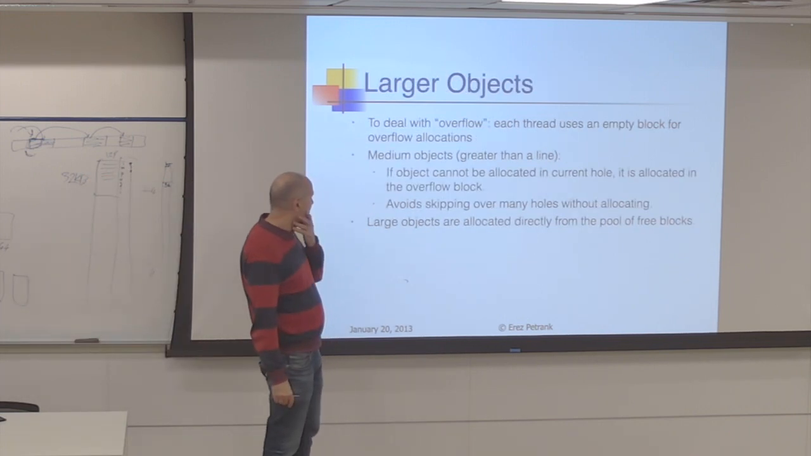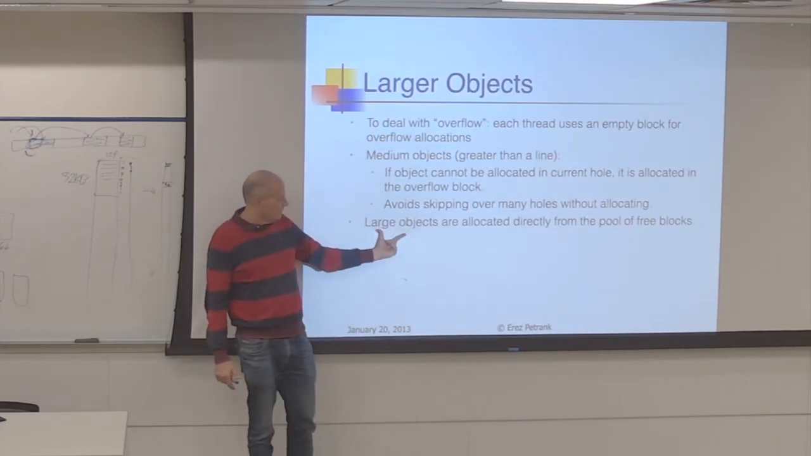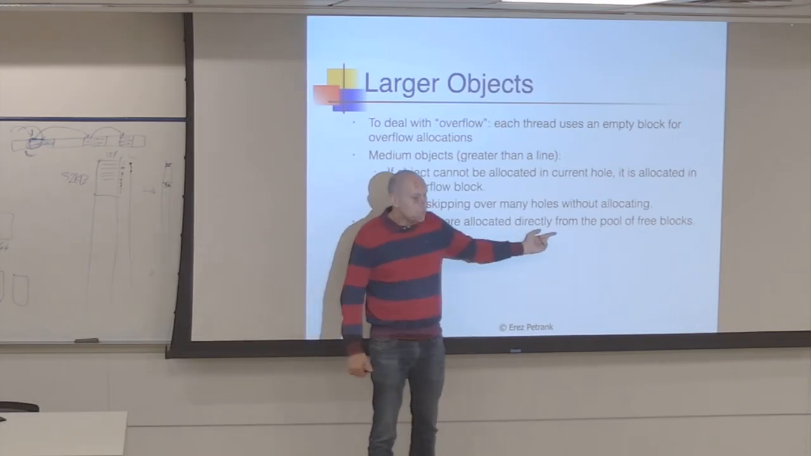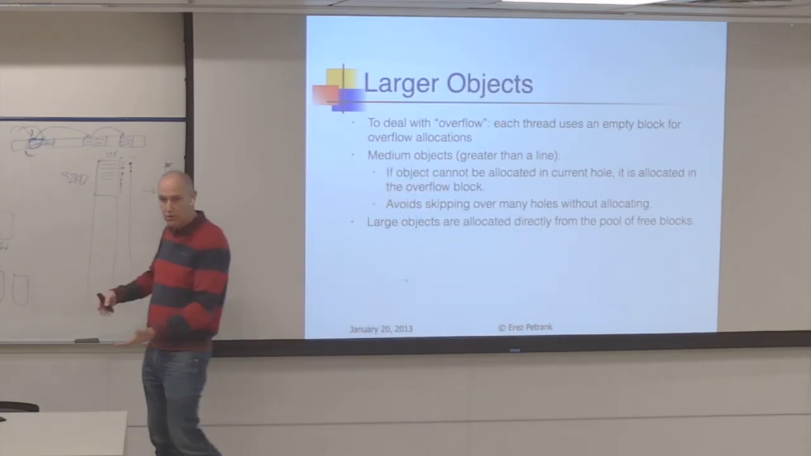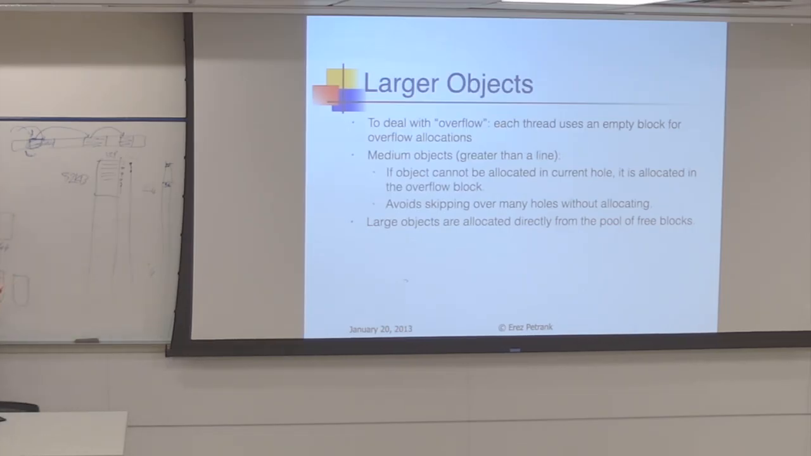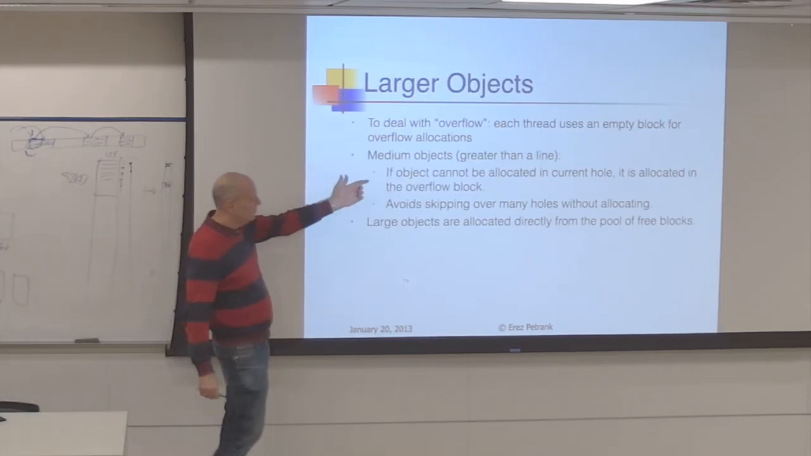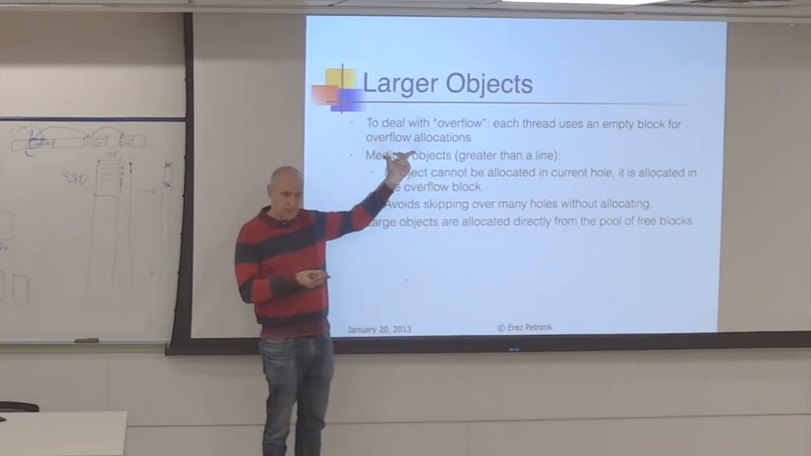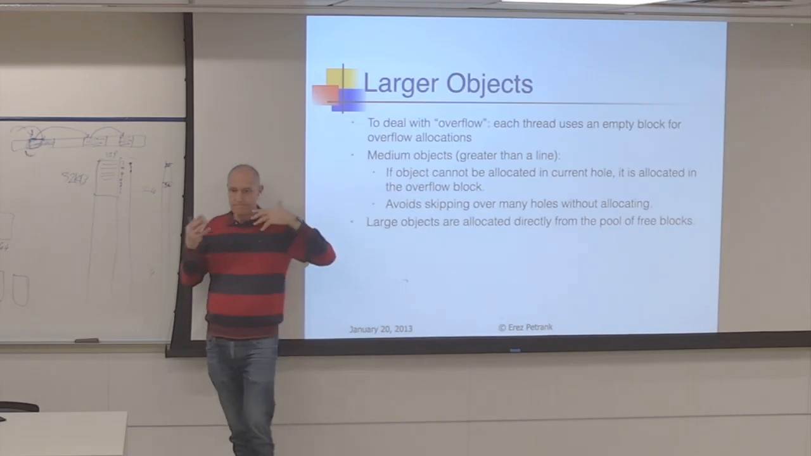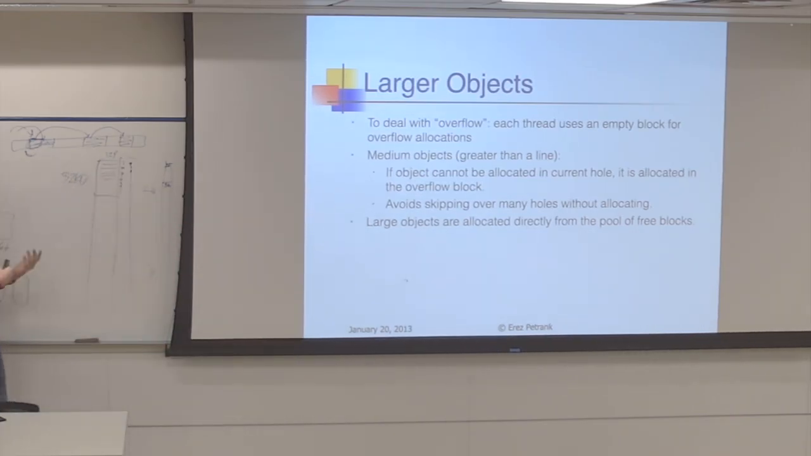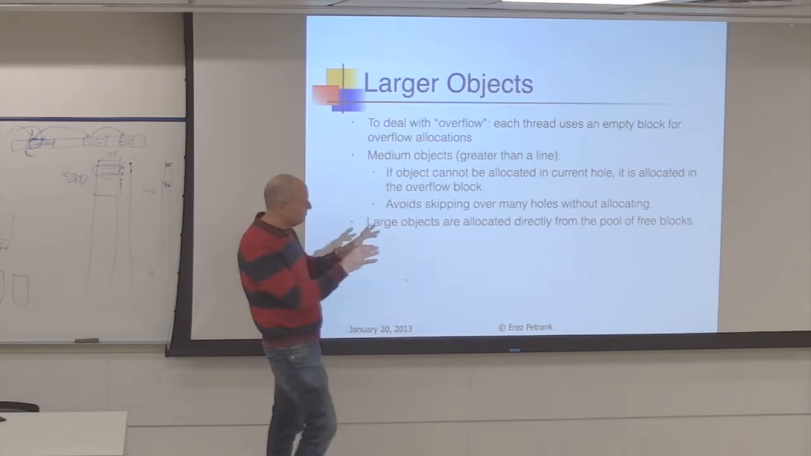And if you have larger objects, let's start with the last case. If you have a large object, you allocate it directly from the pool of free blocks. There's a pool of free blocks, you just allocate it directly. And what happens with medium objects? If it's greater than a line, I call it medium. And now it is likely to kill the rest of my allocation cache. So I have these 2 free lines. If I try to allocate something medium in it, probably I will not have space, and then I may need to throw away the entire block.